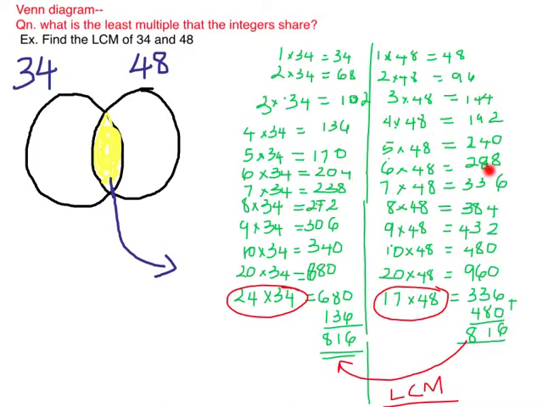And you are looking for the moment where you get a multiple of these two, where you get the same number on the left-hand side and on the right-hand side. Eventually it's 24 times 34, you get 816, and 17 times 48 is what you get, that 816. So 816 is the least common multiple.